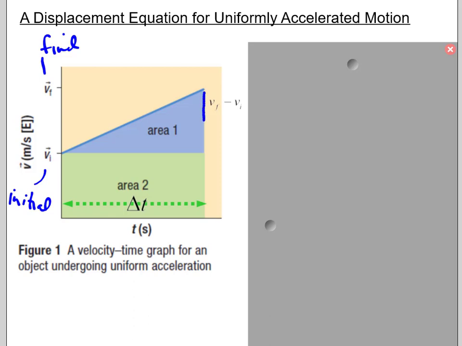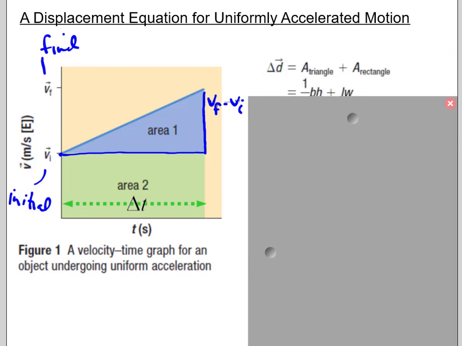This length right here is VF minus VI. It is the difference between the highest value and the initial value that we started with right here, not the 0. So when we look at this triangle, we're going to have delta t as a base and VF minus VI as my height. And so when we go to find area 1, it's going to look like this: 1/2 base times height. This is area number 1 right here.